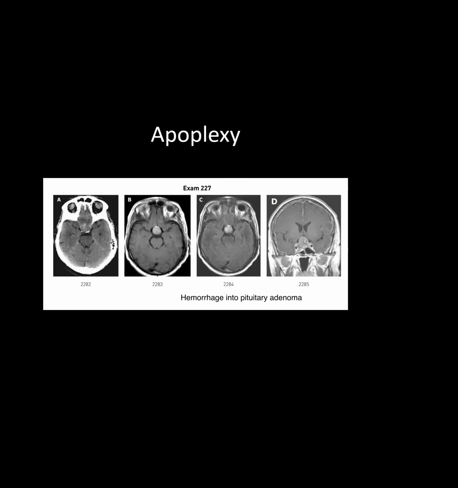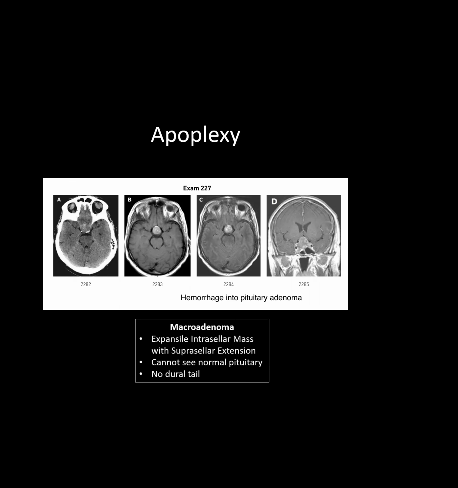This is another example from one of your RIDE exams from the past 1 or 2 years. There's a mass coming from the pituitary fossa. I don't see a normal pituitary. It's expanding the sella and growing upward. So this is a macroadenoma. If you look at the other images here, there's hyperdensity on CT, some bright T1 signal before giving contrast. So this is an example of apoplexy. And again, it's a macroadenoma because I don't see a normal pituitary gland and there's no dural tail. I just see an expansile intrasellar mass growing upward.